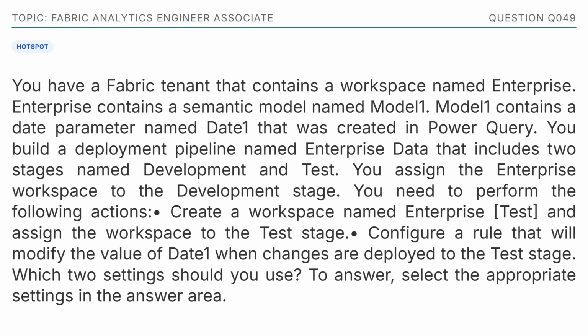You have a Fabric tenant that contains a workspace named Enterprise. Enterprise contains a semantic model named Model 1. Model 1 contains a date parameter named Date1 that was created in Power Query. You build a deployment pipeline named Enterprise Data that includes 2 stages named Development and Test. You assign the Enterprise workspace to the development stage. You need to perform the following actions: create a workspace named Enterprise Test, and assign the workspace to the test stage. Configure a rule that will modify the value of Date1 when changes are deployed to the test stage.